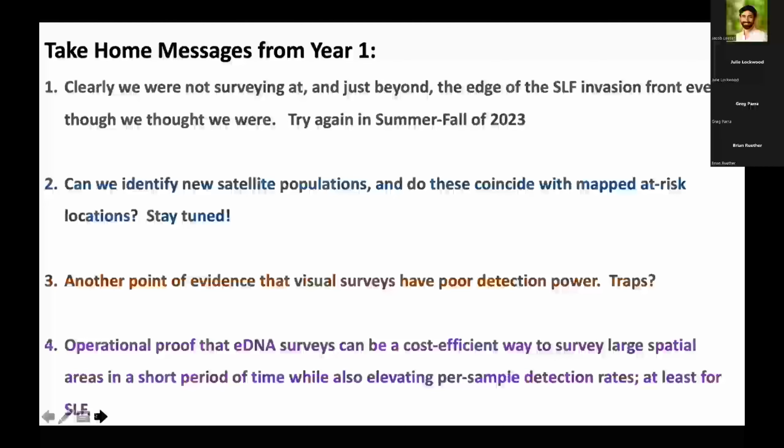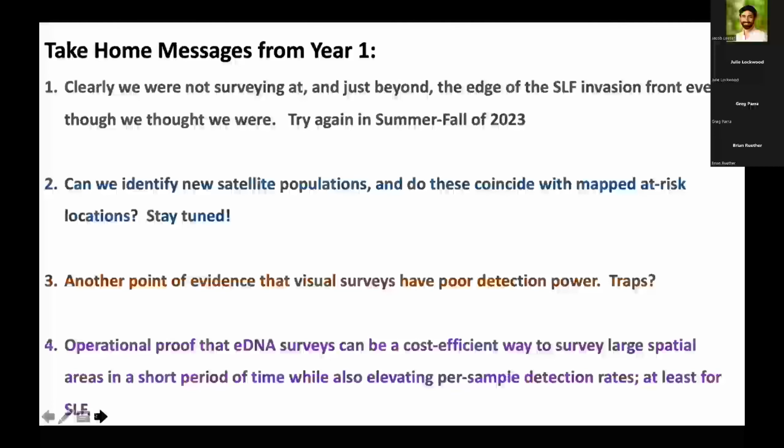Can we identify new satellite populations, and do these coincide with the mapped at risk locations? Well, we got so few non-detections that there's no way to do any statistics. So stay tuned, and we'll hopefully be able to fine tune that.